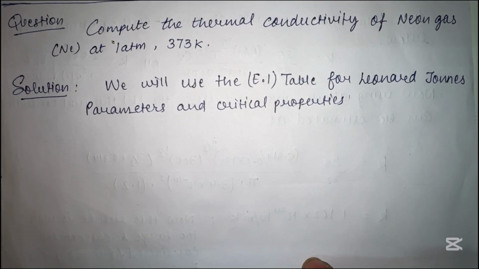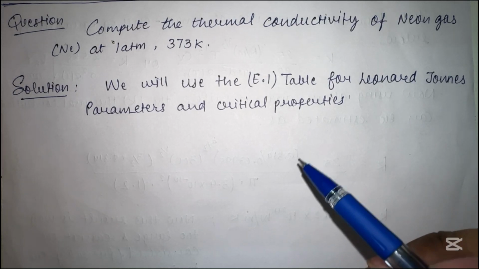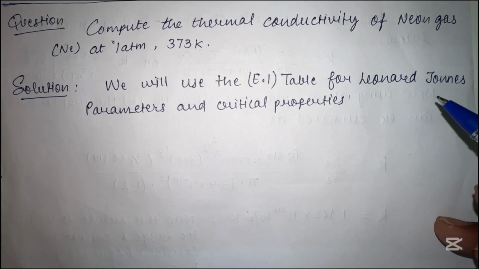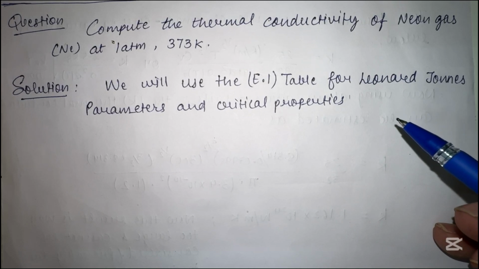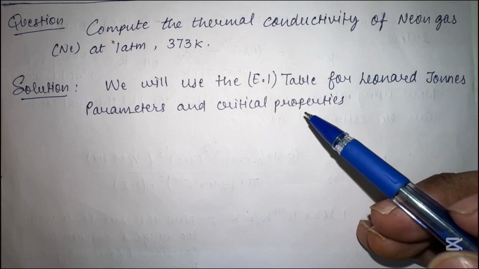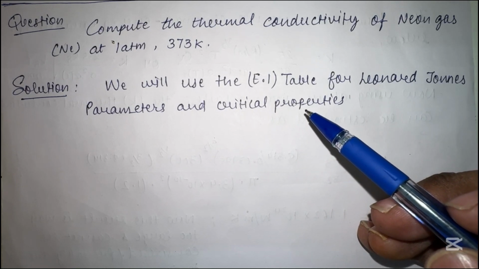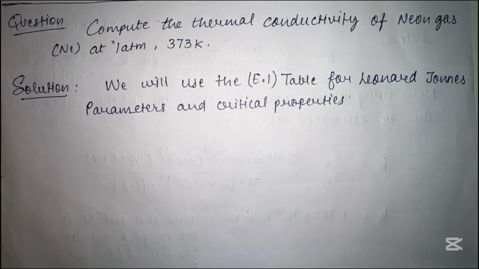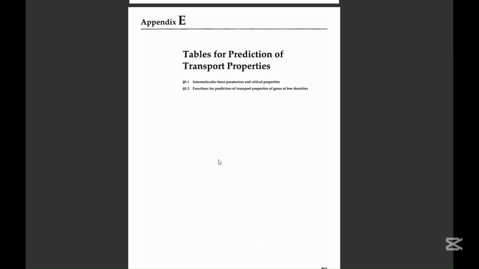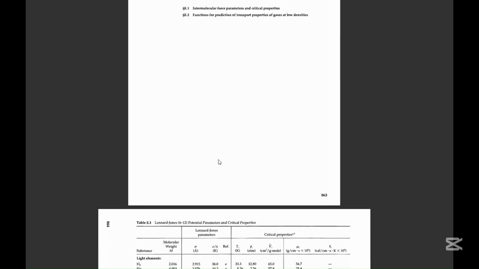Compute the thermal conductivity of neon gas at 1 atmosphere and 373 Kelvin. For the solution of this question, we need to obtain the Lennard-Jones parameters and critical properties from the E1 table that is given in Appendix E of the BSL book. Seeing Appendix E in the BSL book for referring to the collision integral values and the epsilon by kappa values, that is the Lennard-Jones parameters.